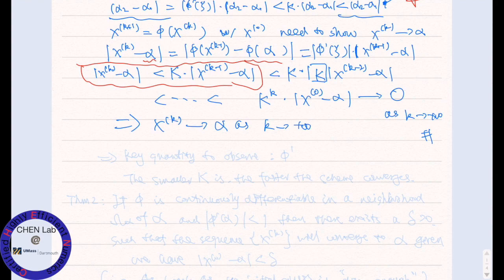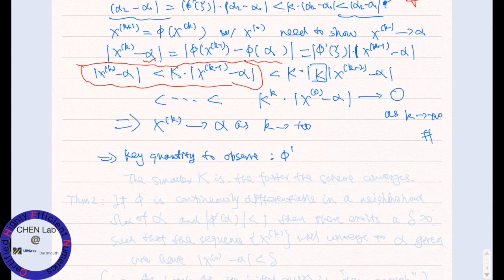And you now know from the theory that the key quantity you should observe is phi prime. Look at phi prime, right? Phi prime. That's a clue. So again, the key quantity to observe is that phi prime. Do you want it to be large or small? Small. I want it to be small.